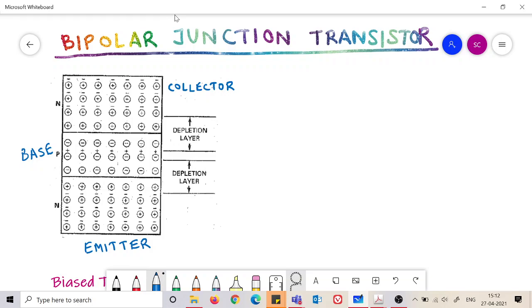Now when these crystals are on top of each other, these junctions will cause a depletion layer to be formed, as we already know that a depletion region forms because of two different types of semiconductors placed side by side. So the depletion layers will be formed. There is a depletion layer between emitter and base, another between base and collector. So two junctions are there, emitter base junction and collector base junction. Okay.